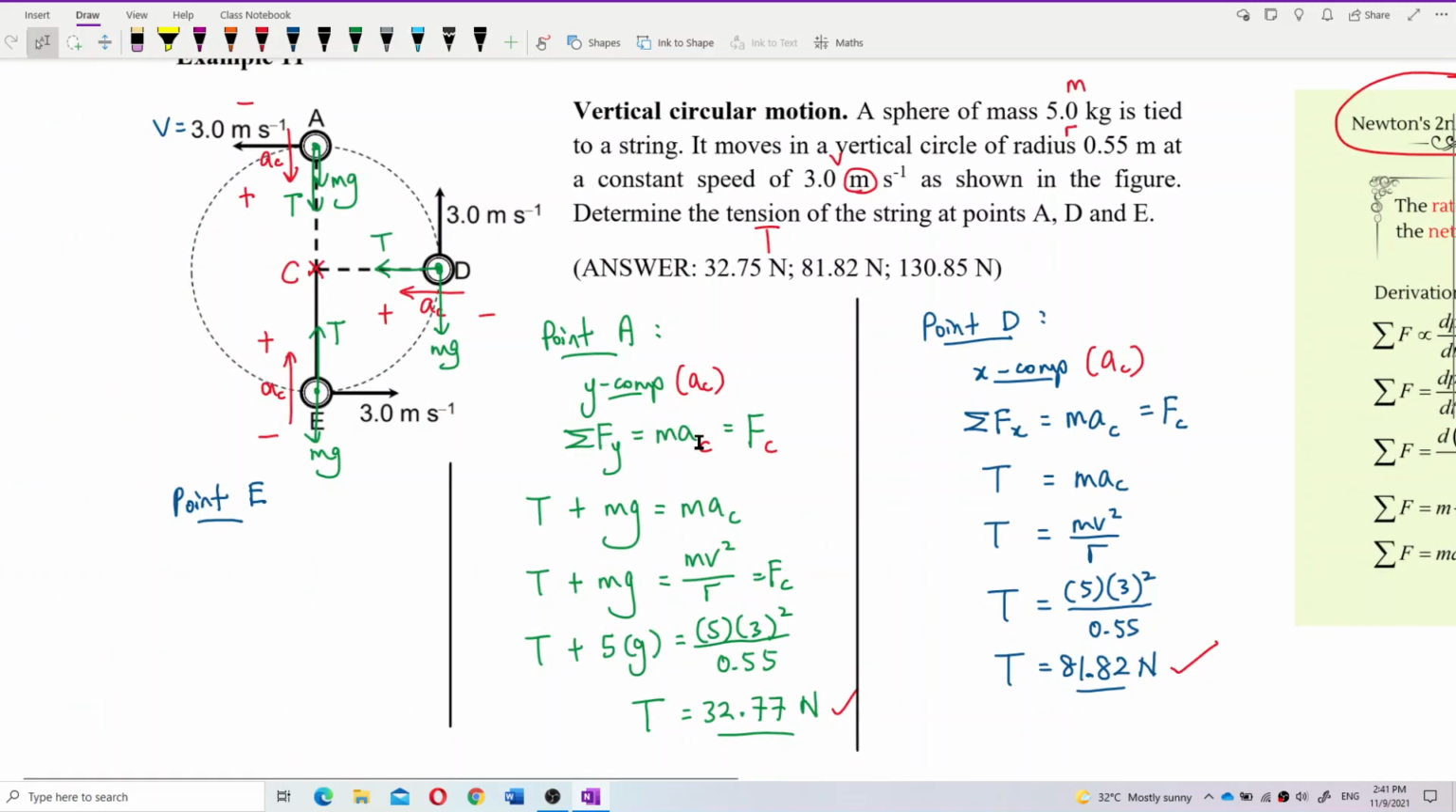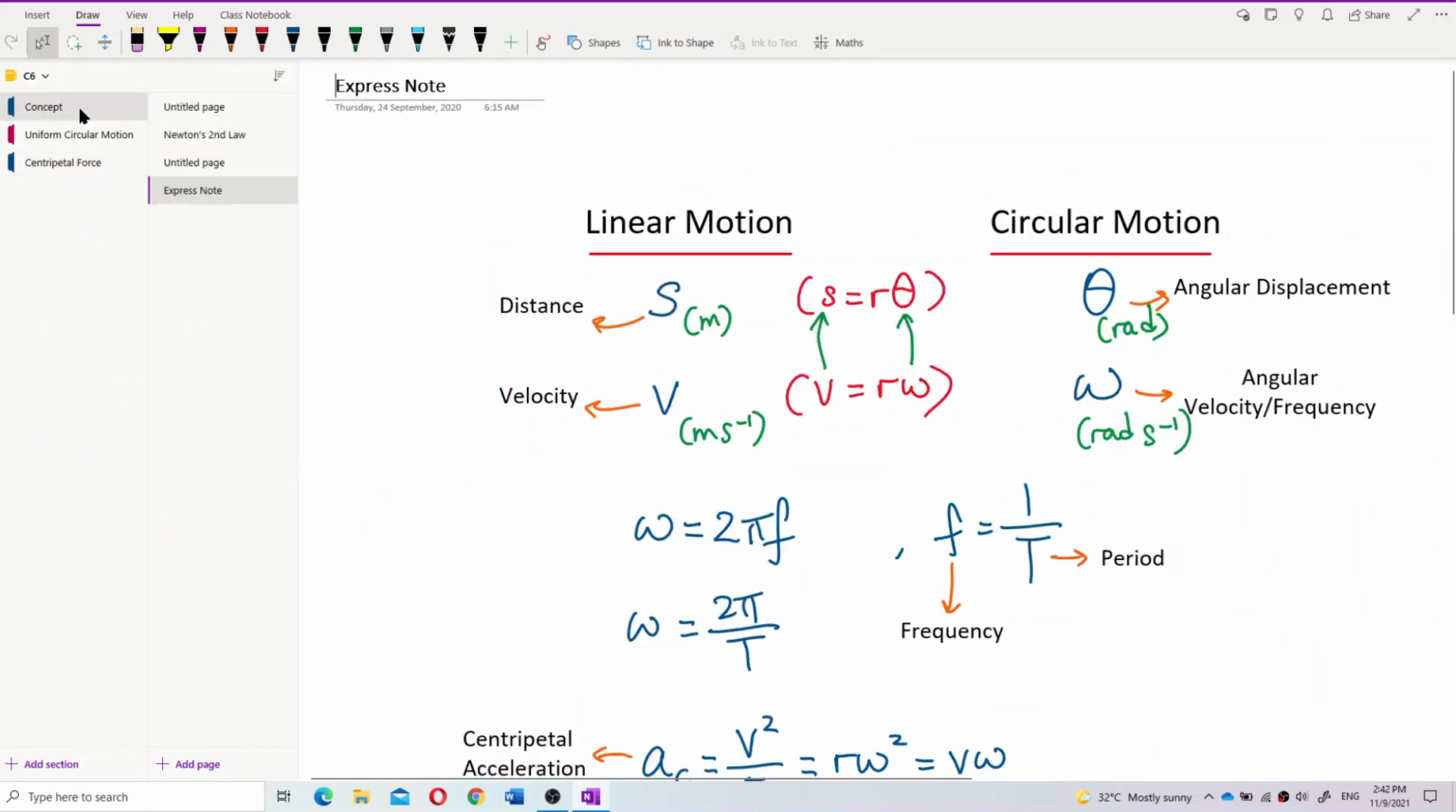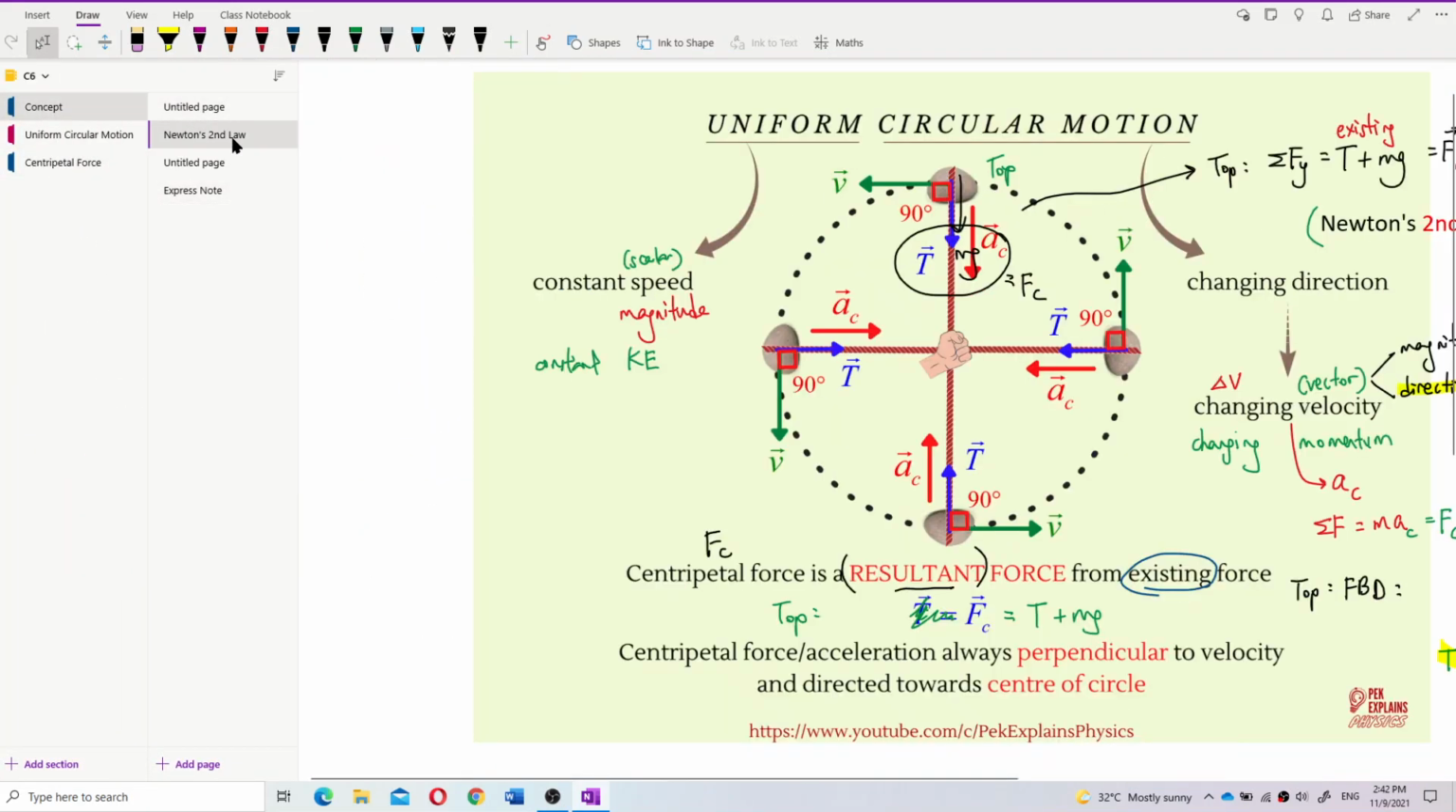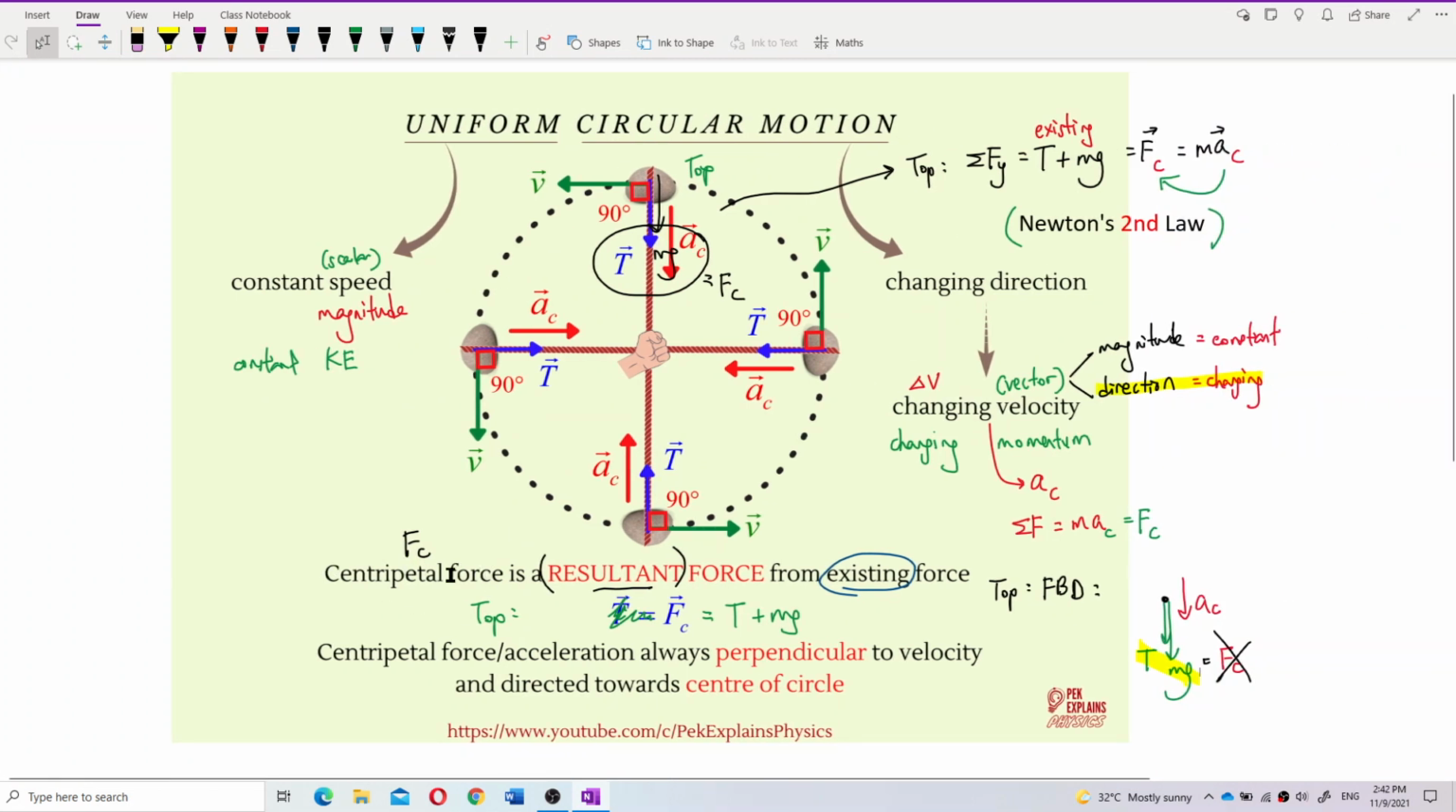When you have acceleration, it means you have resultant force, isn't it? Because resultant force is proportional to acceleration. So when you have acceleration, you must have resultant force, and that resultant force is the centripetal force, because centripetal force is actually the resultant force of existing forces. Still remember the concept I taught you about this? What is centripetal force? Centripetal force is a resultant force from existing forces.